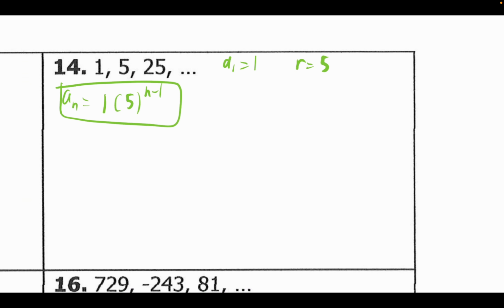So then now to find the seventh term, a sub 7, the seventh term in the sequence, is 5 to the power of 7 minus 1, because once again, I don't need to say that I'm multiplying by 1. And this tells me that the seventh term then is 5 to the 6th power, which is 15,625.